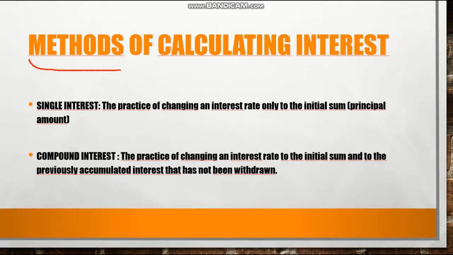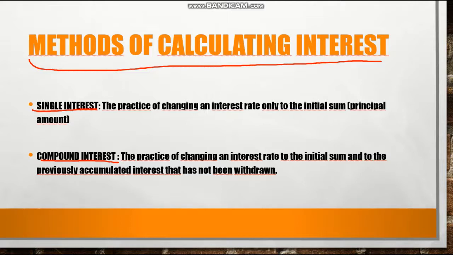Let's see the methods of calculating interest. We have two different methods. The first one is single interest, the other one is compound interest. Single interest is the practice of charging an interest rate only on the initial sum or principal amount, which is your capital. The other one is compound interest, the practice of charging an interest rate on the initial sum and on the previously accumulated interest that has not been withdrawn.